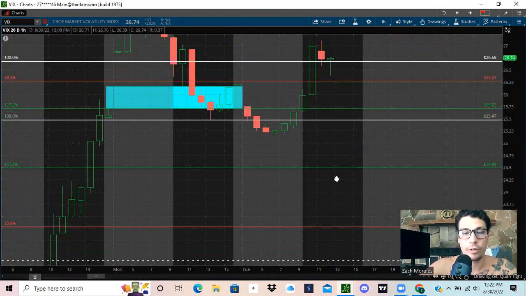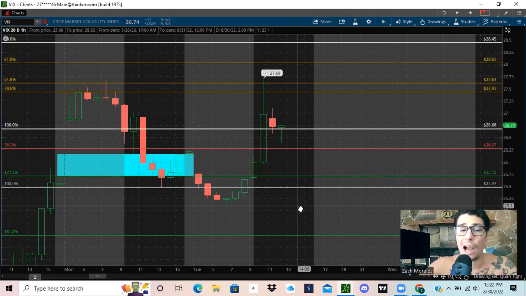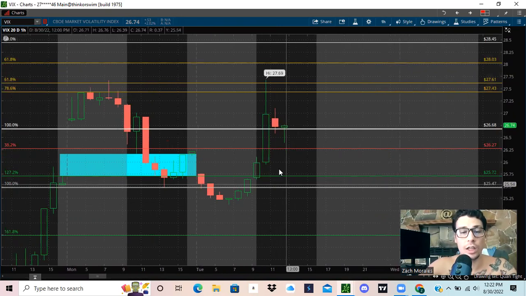Currently, the main thing that I would watch out for if you are looking at the VIX is that we could have a very possible cup and handle forming.